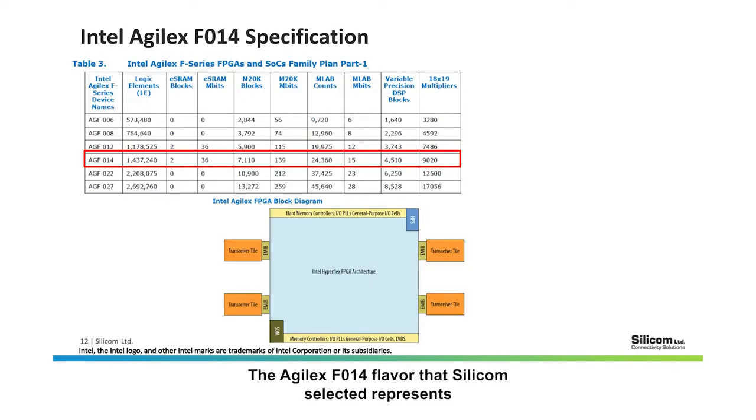The Agilex F014 flavor that Silicom selected represents a sweet spot between FPGA logic resources and power and price. This Agilex supports PCIe Gen 4 x16 on the one side and 100 gigabit Ethernet on the other side.